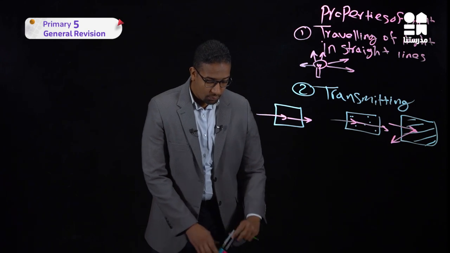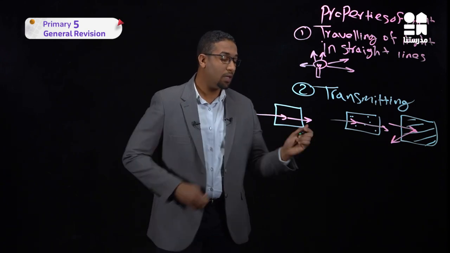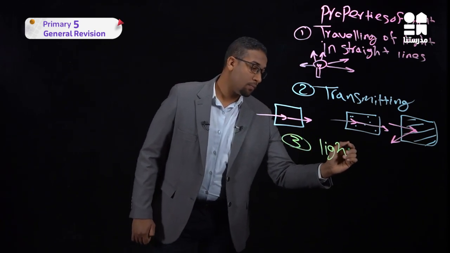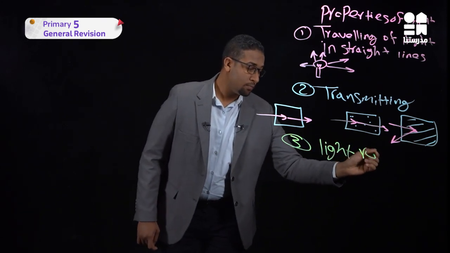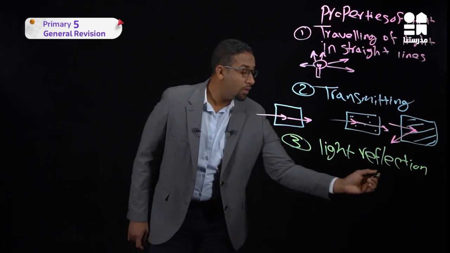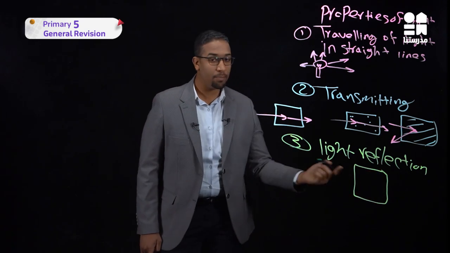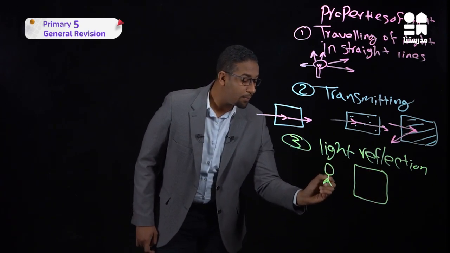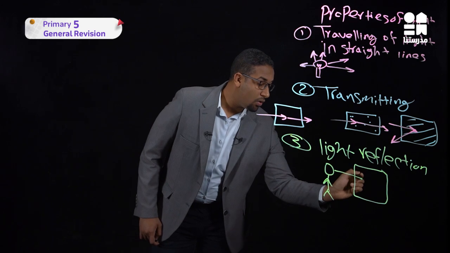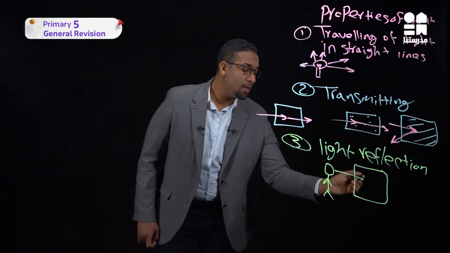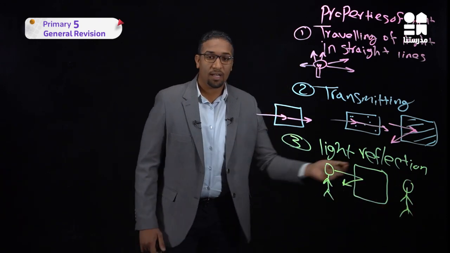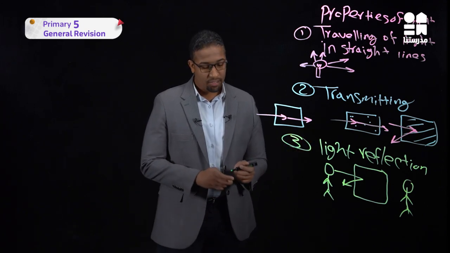And property number 3, it was light reflection. Light reflection, when light falls on a reflecting surface like a mirror, it will reflect back in the same medium. So the light will fall on this surface, it will be reflected back, and it will form an image on the other side. So this is light reflection.